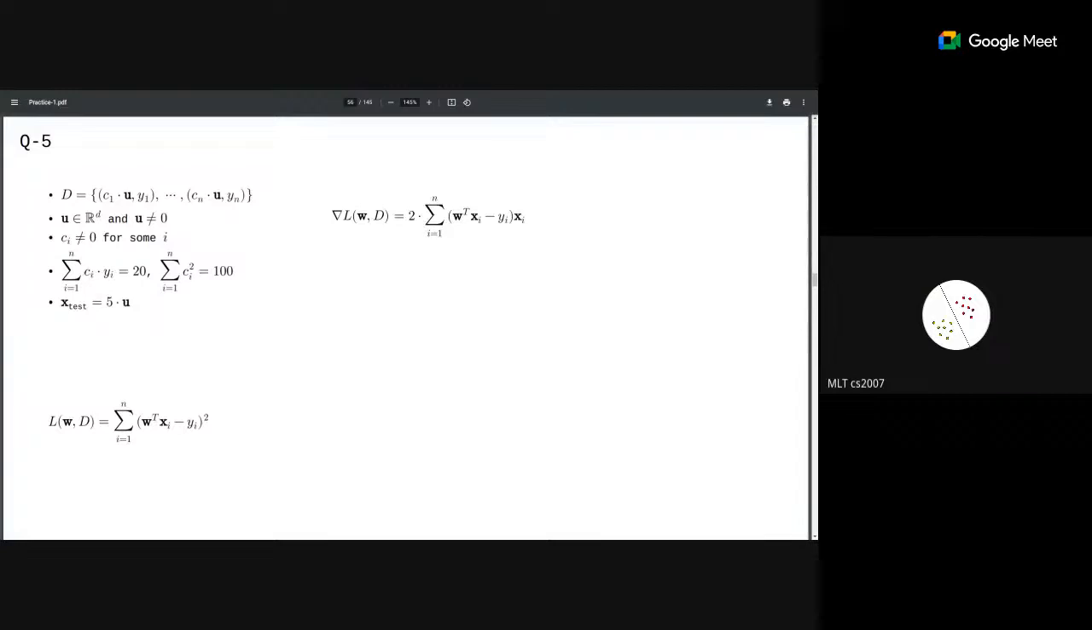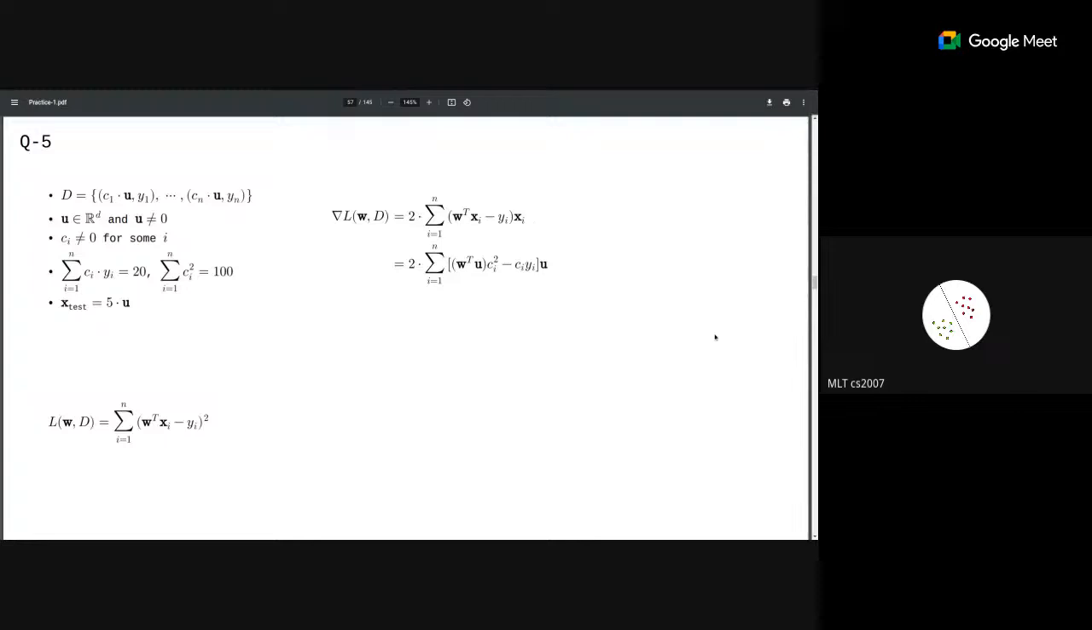So we'll do that quickly. This is simple, right? You have seen this several times. 2 times (W transpose Xi minus Yi) into Xi. You have taken the gradient. Now I'm just replacing Xi here. Xi is what? Ci times U. Ci is a constant, so you can step outside. And Xi outside the bracket is also Ci times U. So I'm bringing the Ci inside.